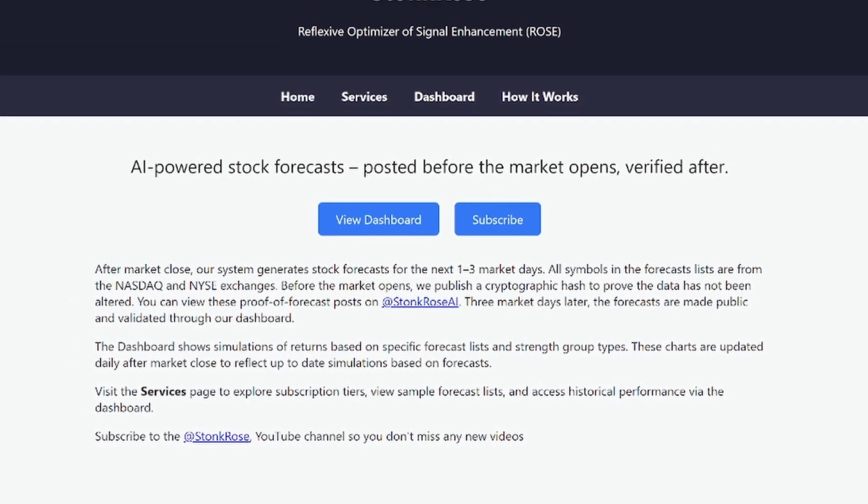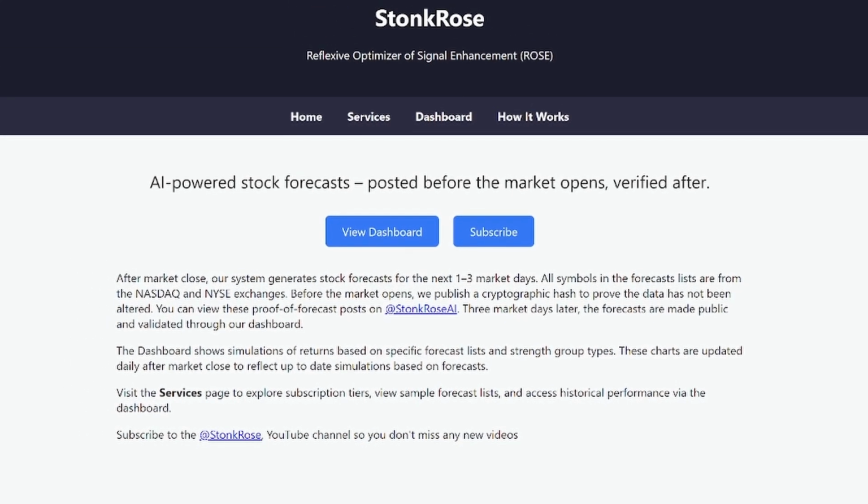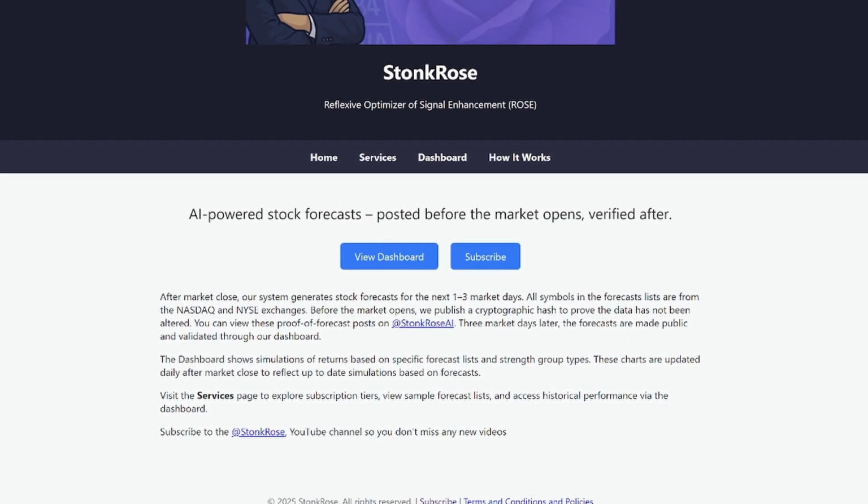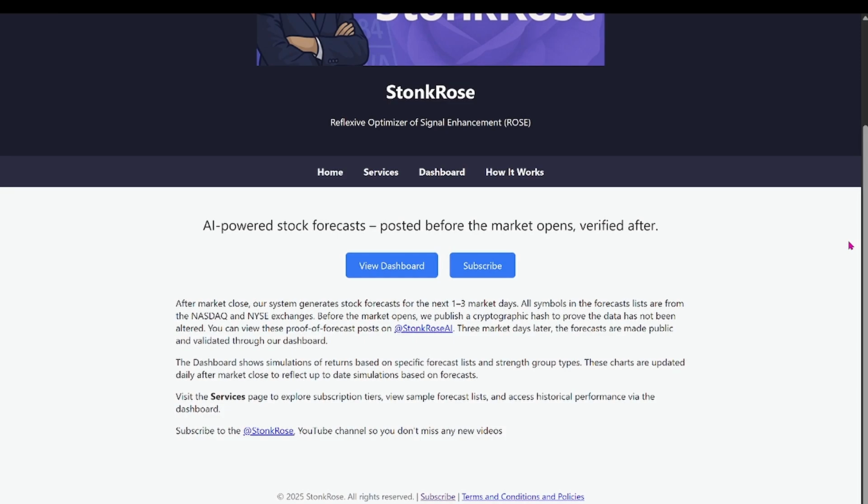3 days after the forecasts are made, you can download the original CSV file to compare with the Twitter hash post to validate our forecasts.